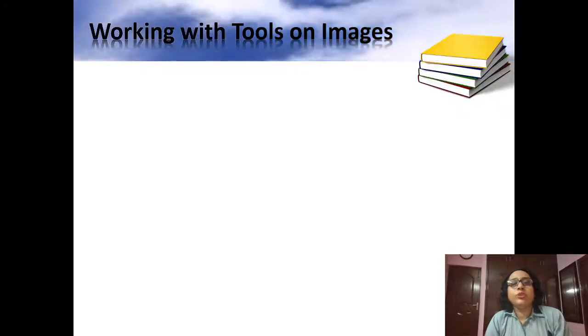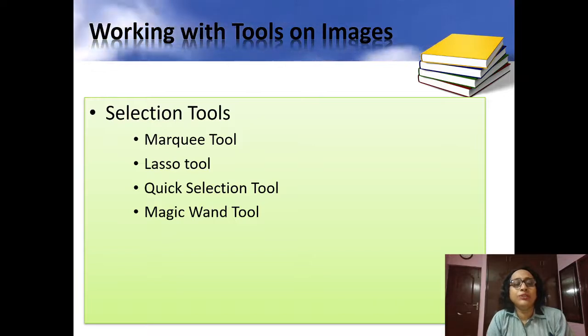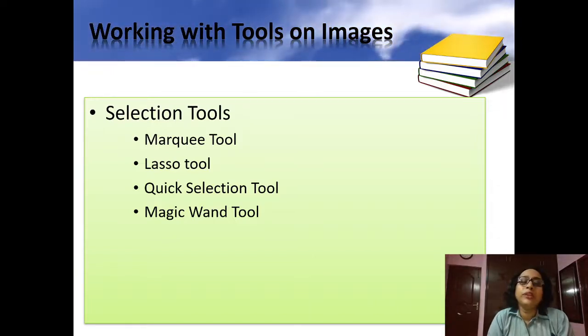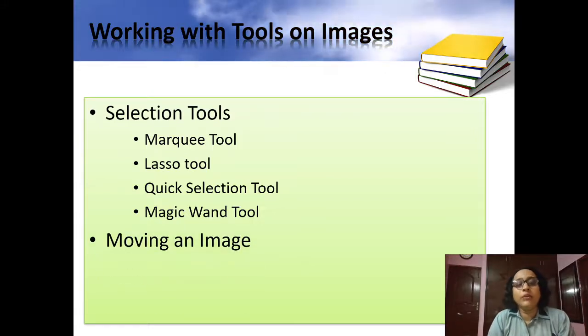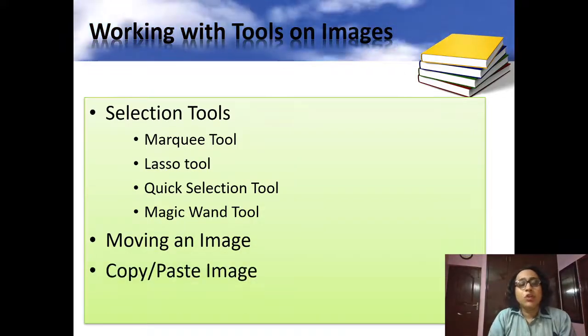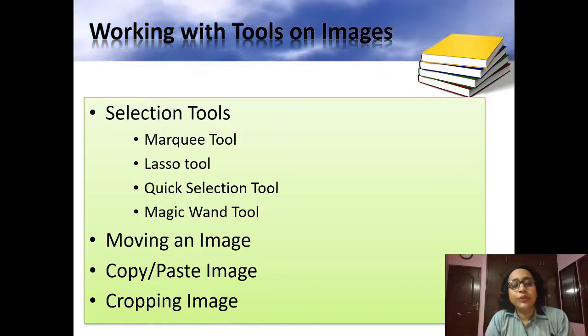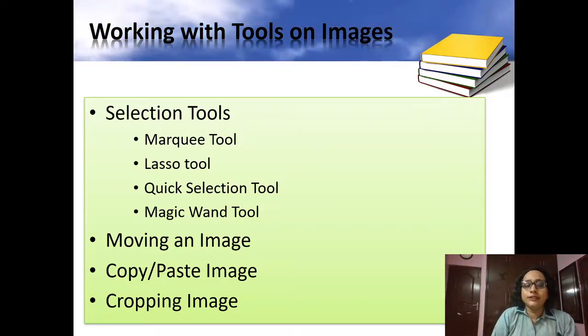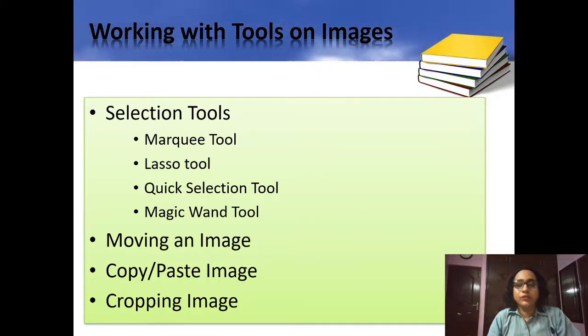Working with tools on images, so we see the selection tool. Under selection tool we have many tools: marquee tool, lasso, quick selection and magic wand. Then we are having moving an images, copy paste and cropping images. So we are going to do all this collectively at the same time using a Photoshop application.